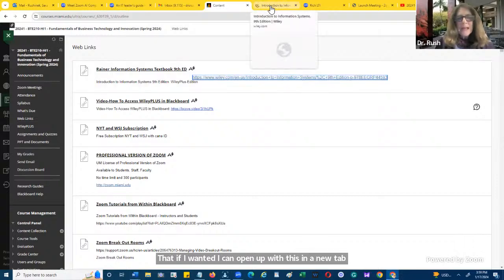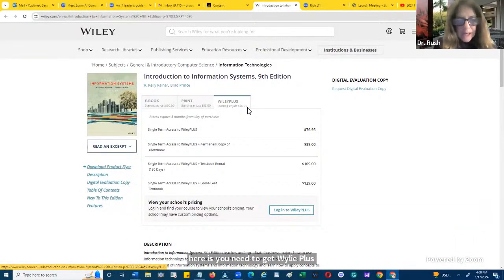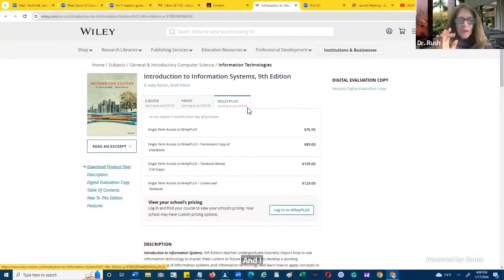And you can see here, this is what I want you to get: Wiley Plus. That's my key here. In my idea, you'll see I am frugal in the most unusual ways, and especially for books, I like to pay the least amount that you can. So the main thing is you want to get Wiley Plus.